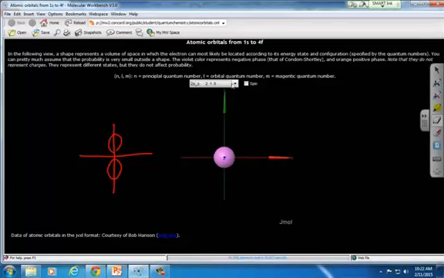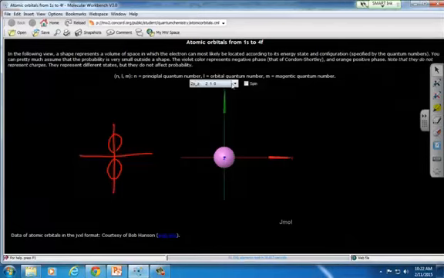So let's look at the one on the y-axis, right? So this one just looked like the one. Oh, this is the one on the x-axis. This one looked like the one on the y-axis. It's just three-dimensionally pointing differently.